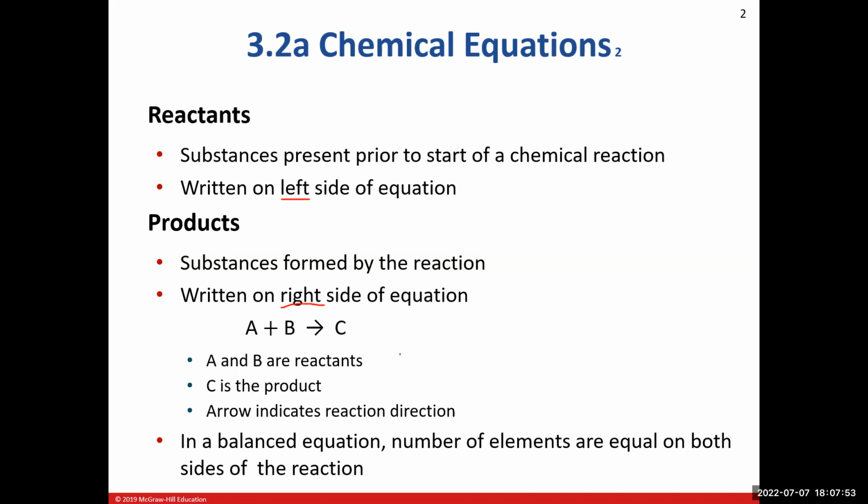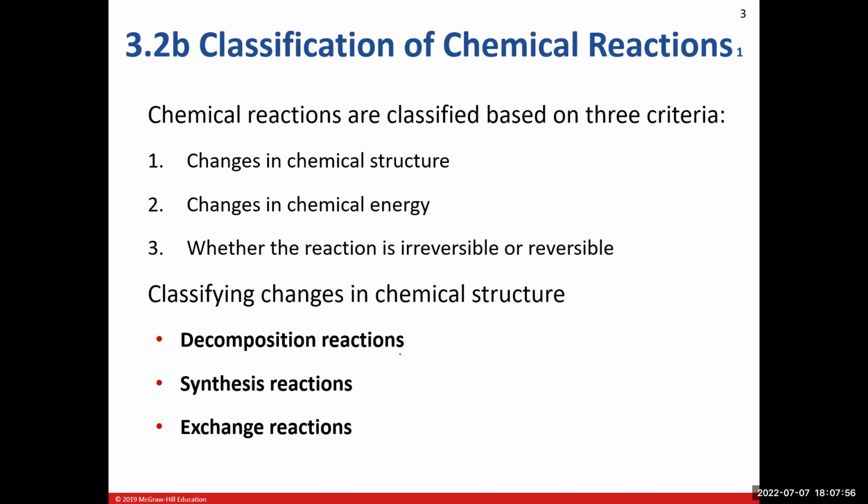We're going to go through and talk about some of these different types of chemical reactions. There are three criteria that we classify these chemical reactions with. One is changes in the chemical structure. The second is changes in chemical energy, very important, especially when we're dealing with ATP. And finally, whether a reaction is irreversible or reversible. The three types of reactions that change the chemical structure are decomposition reactions, synthesis reactions, and exchange reactions.